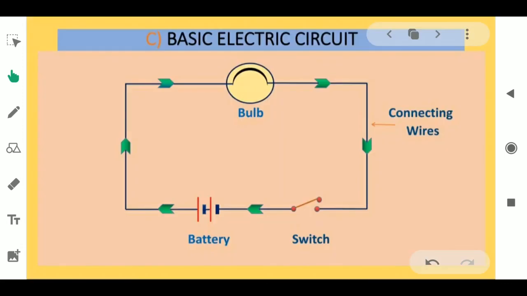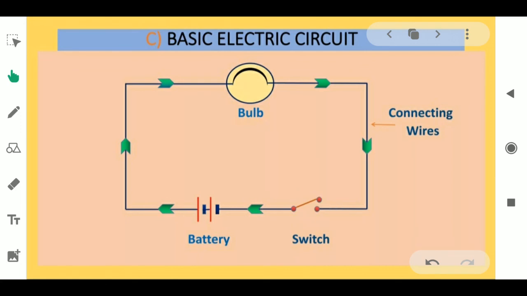Yes. Dear students, the next one is very important, that is the basic electric circuit. A basic electric circuit consists of a bulb, a battery system or cell, here it is a battery, a switch and connecting wires. When all these things are connected properly, you will get a basic electric circuit. Clear? And there are two kinds of circuit, open circuit and closed circuit. What do you mean by open circuit and closed circuit? This diagram is an open circuit.